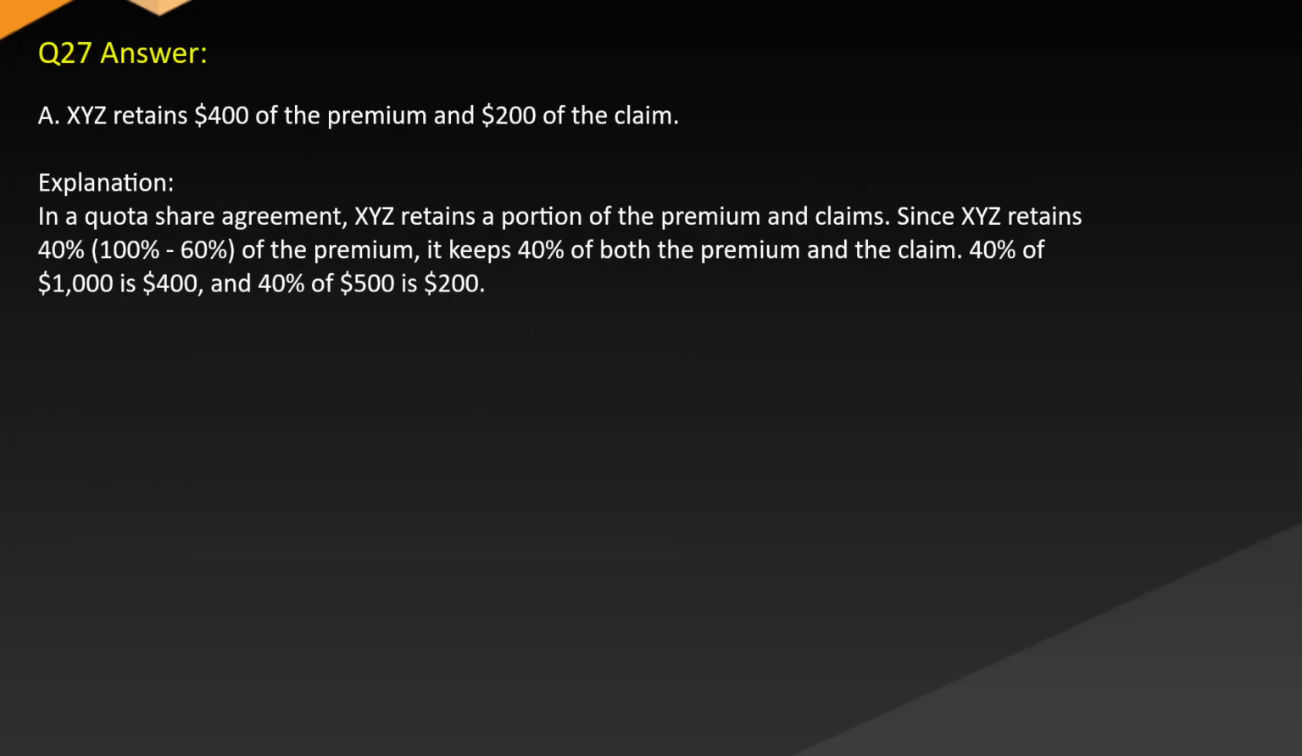Answer A. Zai's retains $400 of the premium and $200 of the claim. Explanation. In a quota share agreement, Zai's retains a portion of the premium and claims. Since Zai's cedes 60% of the premium, it keeps 40% of both the premium and the claim. 40% of $1,000 is $400 and 40% of $500 is $200.